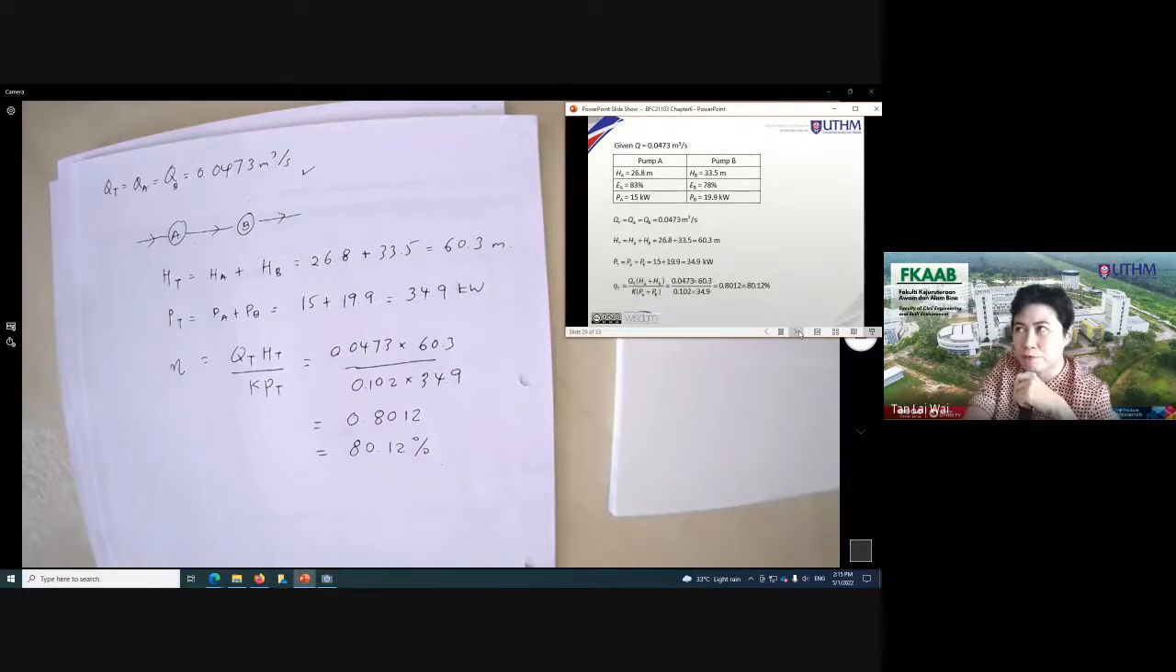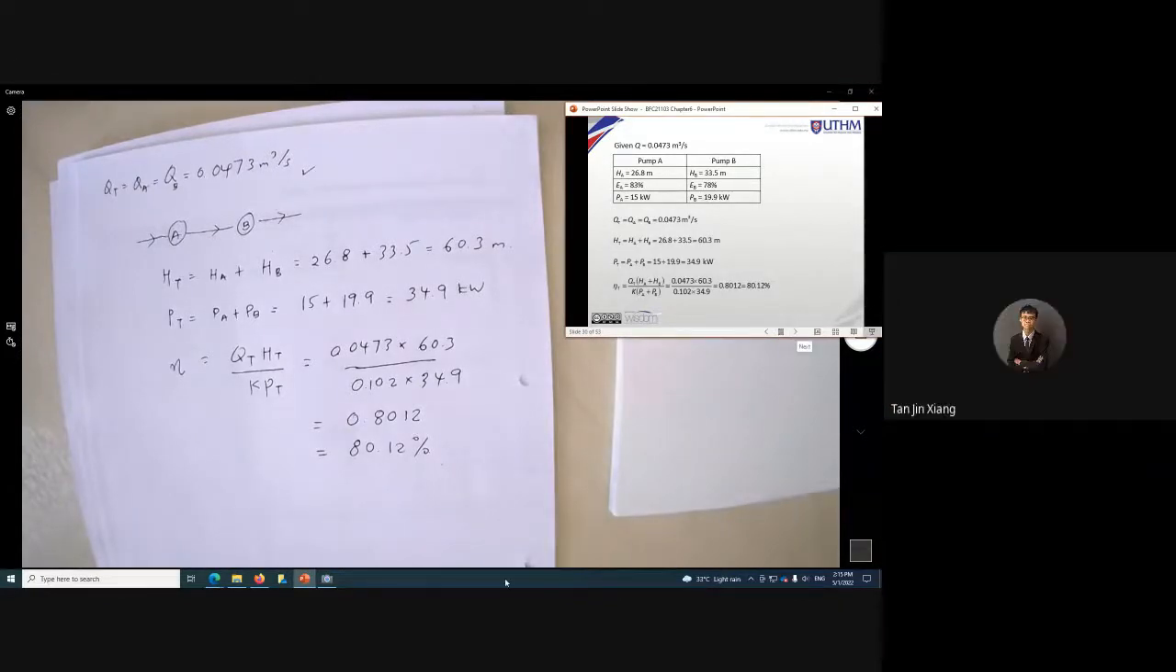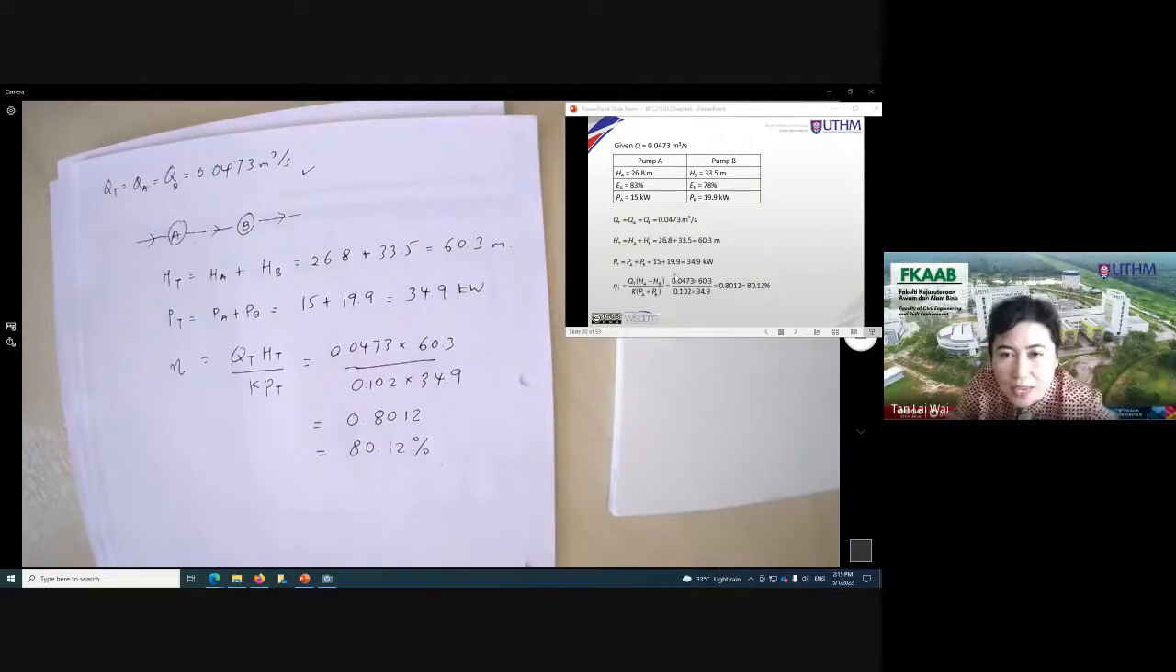If you notice, chapters 5 and 6 are quite straightforward. Is the EA the efficiency? The EA in the table? Oh, EA is the efficiency. No need to use it, because it's actually telling you the efficiency of pump A and pump B. You can actually find the efficiency using this formula as well.